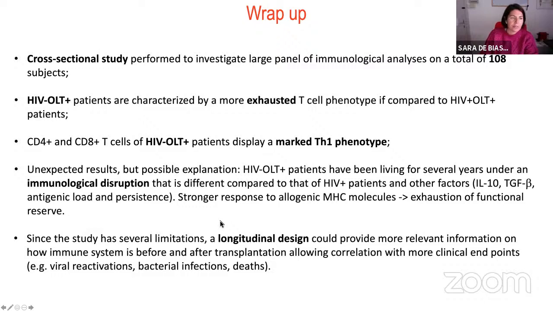So concluding this first part, we can say that we found differences in patients receiving orthotopic liver transplantation without HIV, who are characterized by a more exhausted T cell phenotype compared to HIV positive and OLT positive patients. These results were somewhat unexpected, but a possible explanation could be that patients without HIV and receiving orthotopic liver transplantation have been living for several years under an immunological disruption that is different from that of HIV positive patients, and other factors, for example IL-10, TGF-beta, and TG load and persistence. So we can explain that maybe these patients underwent a stronger response to allogeneic MHC molecules, leading to an exhaustion of functional reserve.